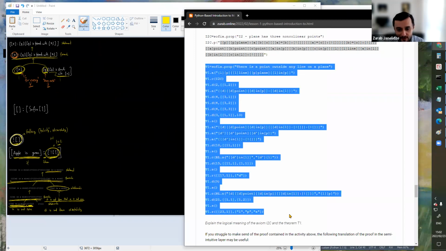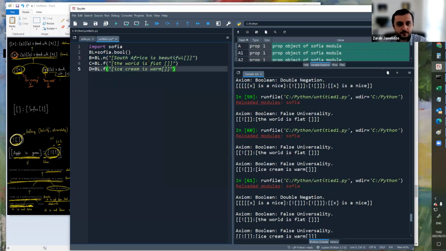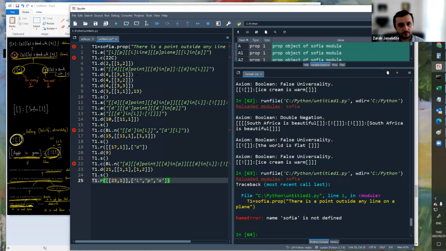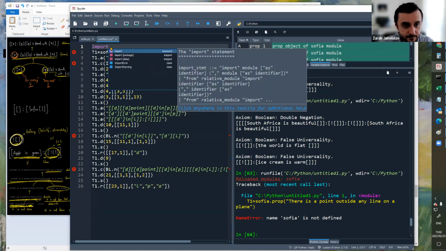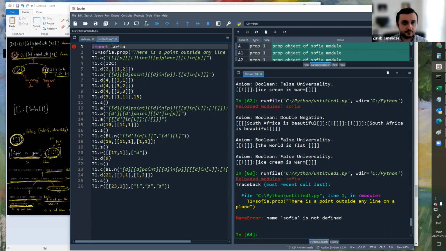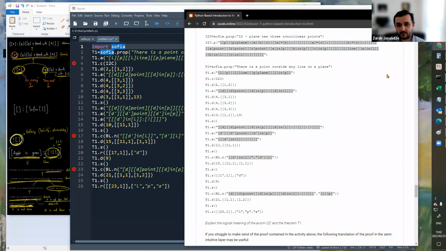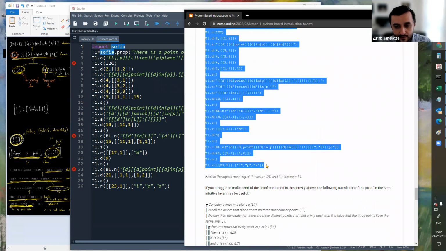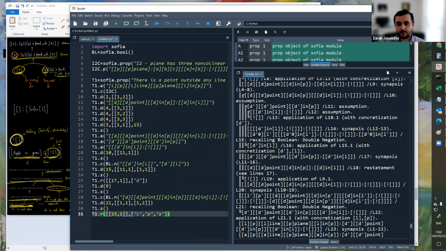I'm going to copy all of this text. You see, it's a long proof. I forgot to import Sophia, so it didn't run. Still didn't run. Let me see why. Maybe I didn't copy everything. Yeah, I didn't copy the entire thing. Sorry. There we go.